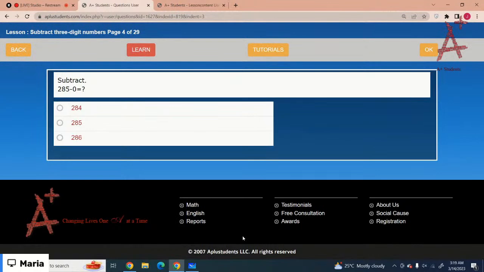Okay, the next one is 285 minus 0. Again, you are going to subtract 0 out of 285. So 285 minus 0 is... Subtracting 0 from any number equals the same number, so it equals 285. Got it?